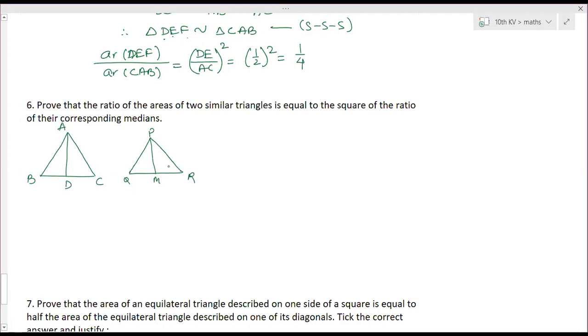Then how to prove? What is given? Triangle ABC is similar to triangle PQR. It is already given. Then what we have to prove? Area of triangle ABC by area of triangle PQR is equal to AD by PM whole square.